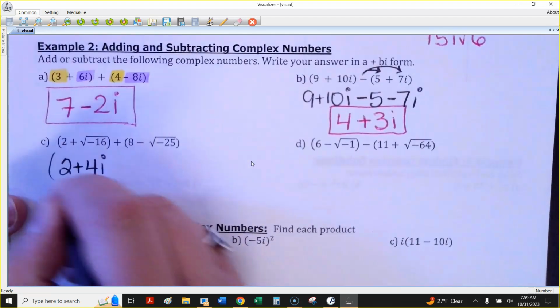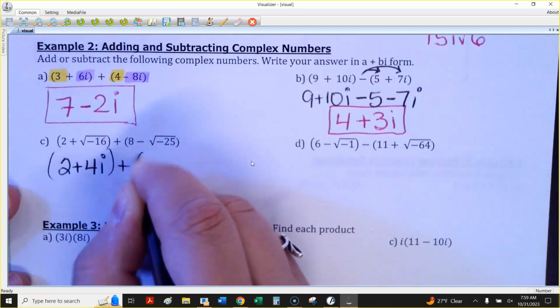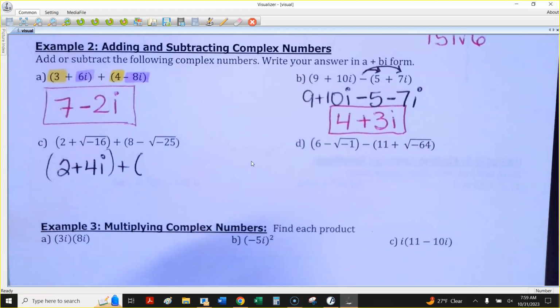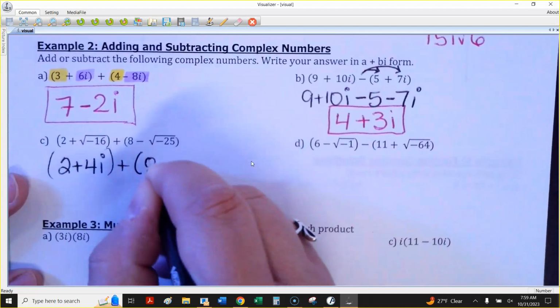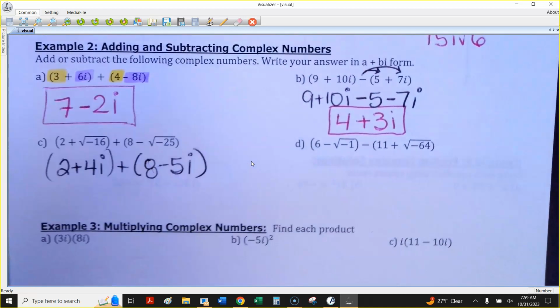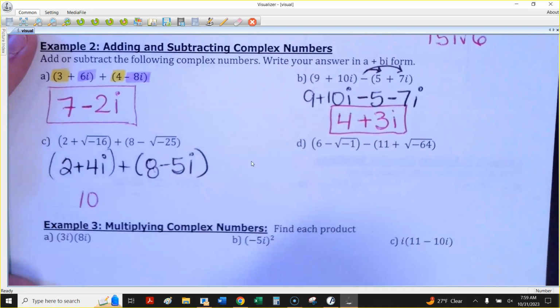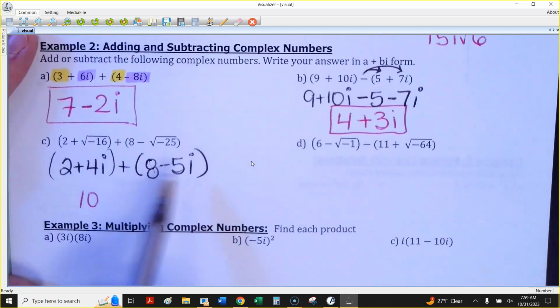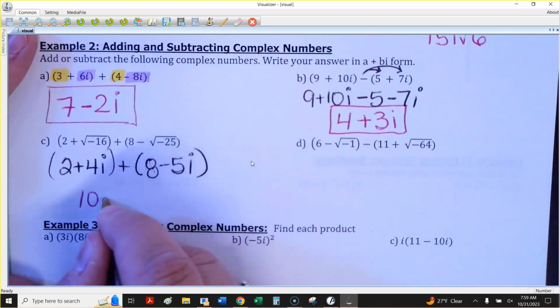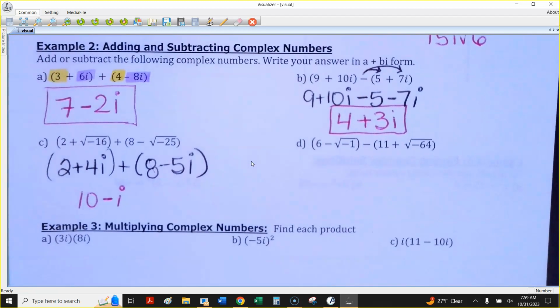All right. And if I have 8 minus the square root of -25, what would that really be? 5i, yeah, okay, so 8 minus 5i. Okay, now this one's just adding, so you could literally just drop the parentheses. We're just going to combine like terms. So I got 2 and 8, so I'd have 10. And then 4 minus 5 would be just minus 1i. You're probably not going to see a 1 written in front of it. It would probably just be written as 10 minus i.